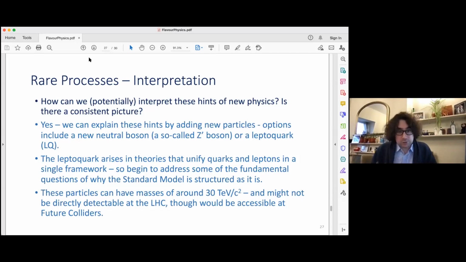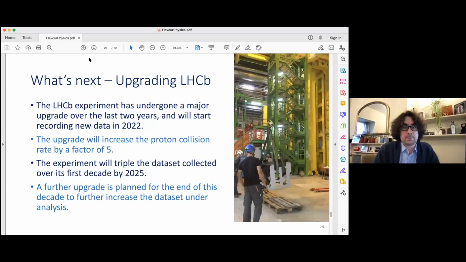And these particles can have masses as large as 30 TeV over c squared. And that's larger than the collision energy of the Large Hadron Collider. And so they might not be directly detectable, and you do have to rely on these indirect detection methods, though they would potentially be accessible at future colliders.